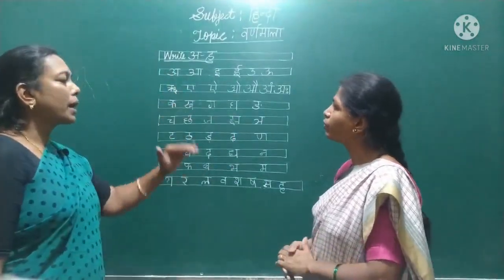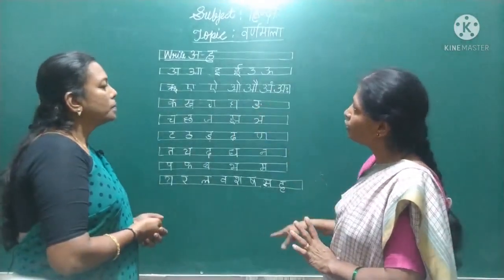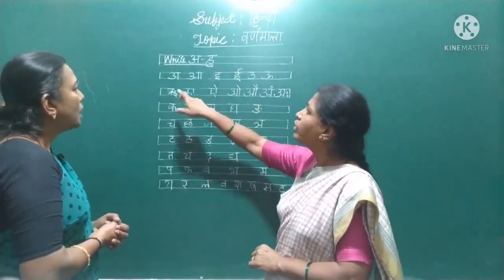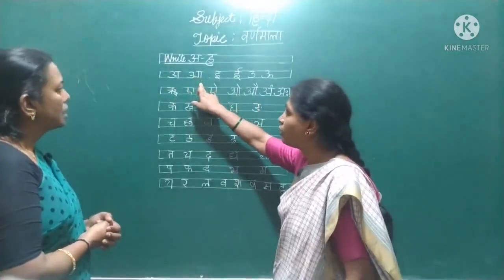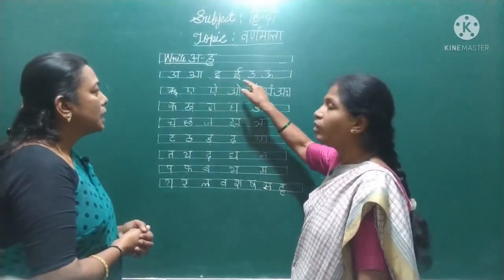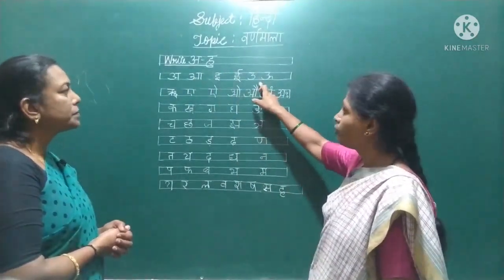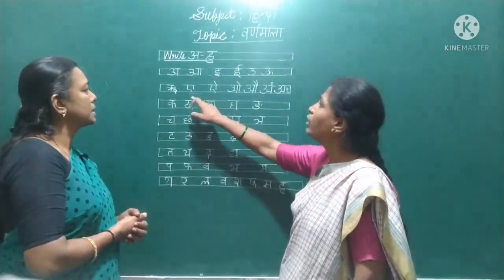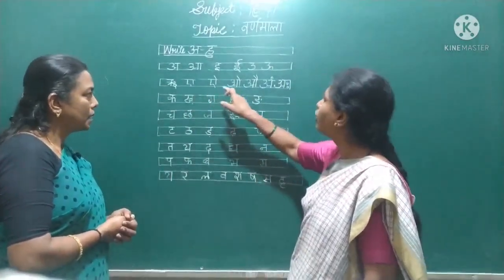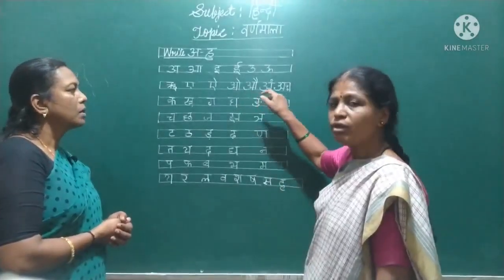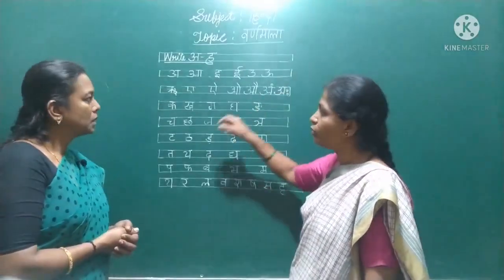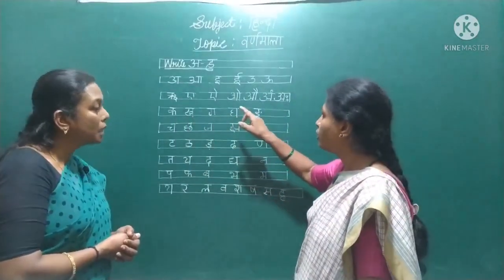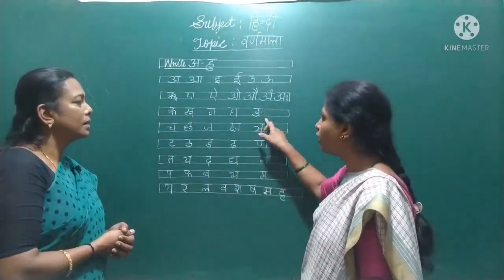You have to practice at home. Once again, you have to revise. Say: A, Aa, I, Ee, U, Oo, Ri, E, Ai, O, Au, Am, Ah. Ka, Kha, Ga, Gha, Nga.